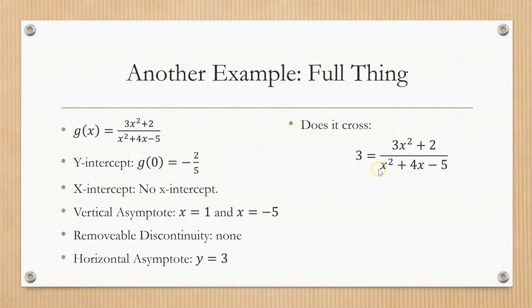Again, it's a rational equation, so I'm going to multiply both sides by the denominator. If I distribute, that gives me 3x squared plus 12x minus 15, and that's going to be equal to the numerator, 3x squared plus 2. Notice the 3x squareds will cancel. That's usually going to happen, where the leading term falls out. And I'm left with 12x minus 15 equals 2. If I add 15 and divide by 12, I get x equals 17 over 12.